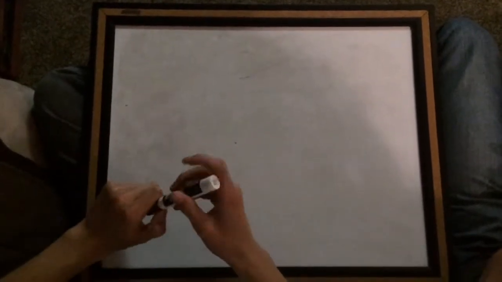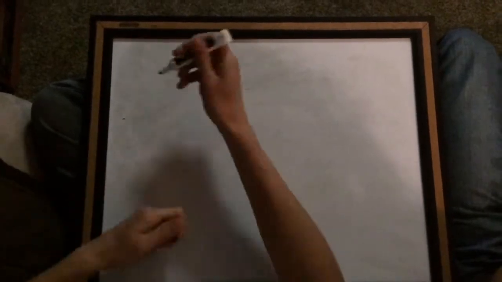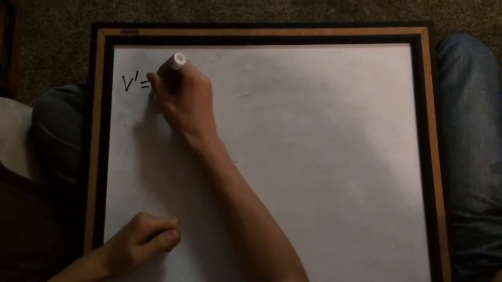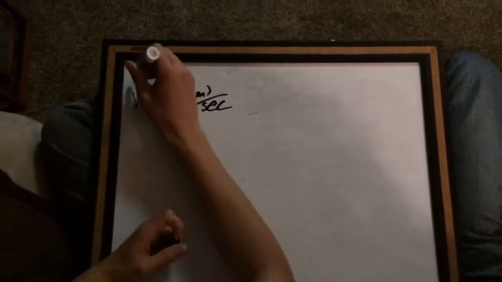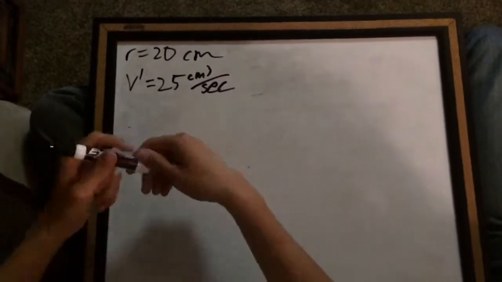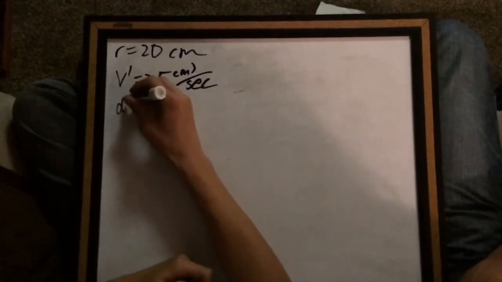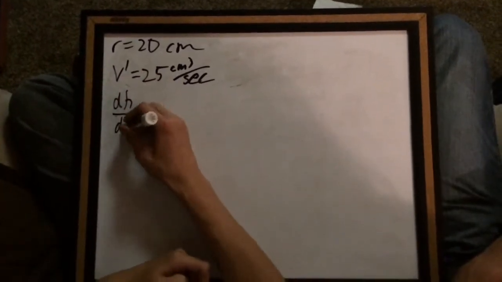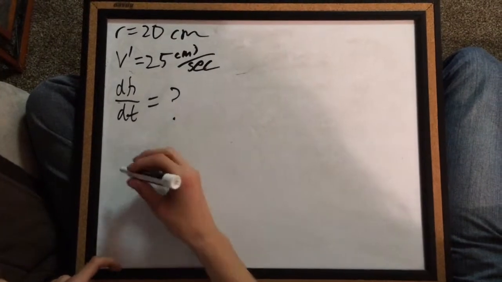Sure. Okay, see? First we have the dimensions of the root beer keg, and it seems that it has a radius of 20 centimeters and is leaking at a constant rate of 25 centimeters cubed per second. So write that down, team. Okay, now we gotta find out the rate at which the height is changing, which can be represented by dh over dt. Now we gotta find an equation that fits this given situation.